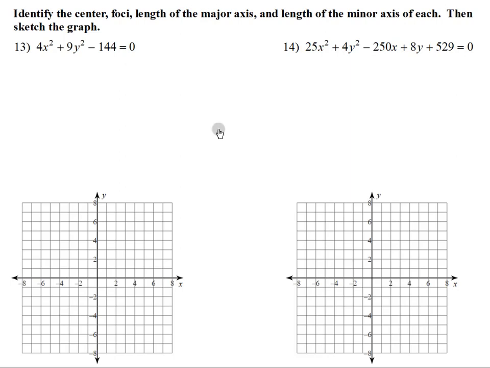All right, so for these next two, go ahead and put them in the standard form that we're going to need. Identify the center, the locations of the foci, the length of the major and minor axes, and then sketch the graph. So see if you can find all of the key parts to both of these. When you unpause the video, I will show you once I have the final forms how to graph them very quickly.